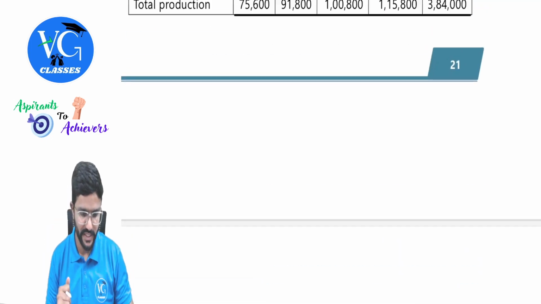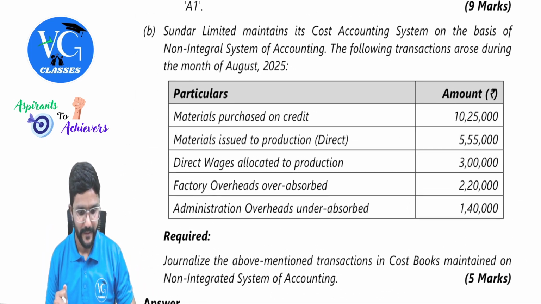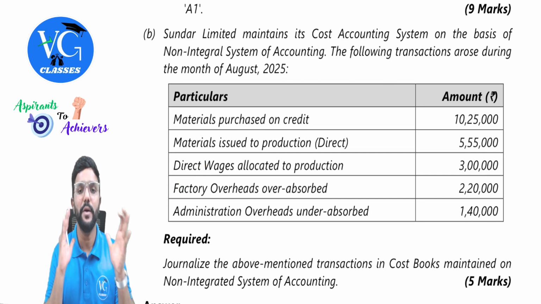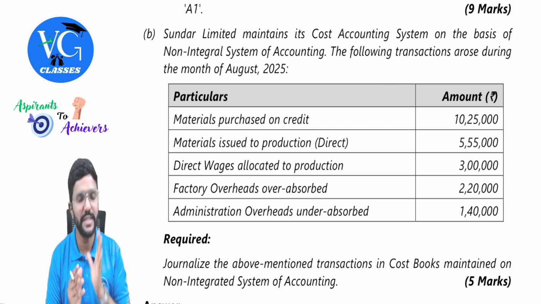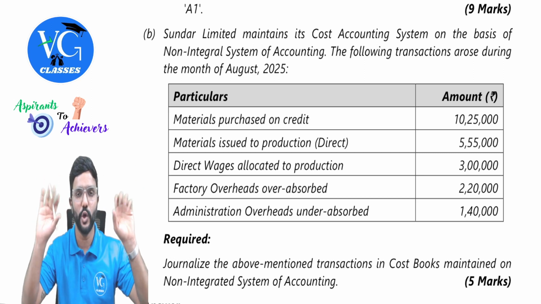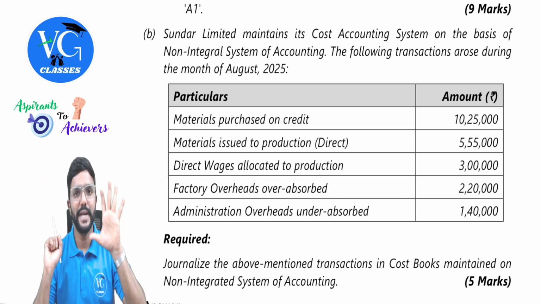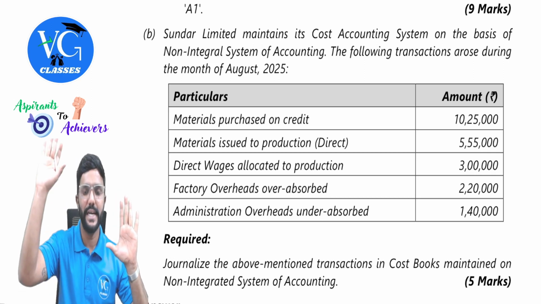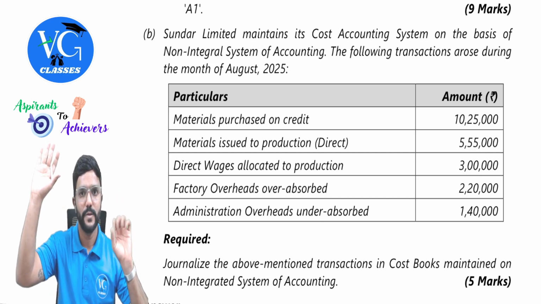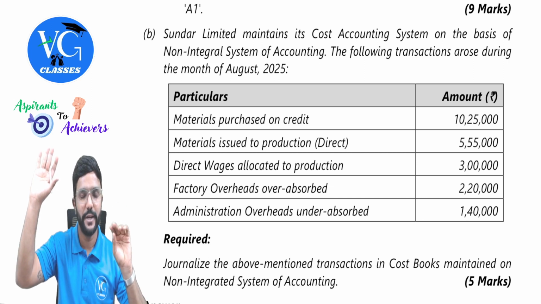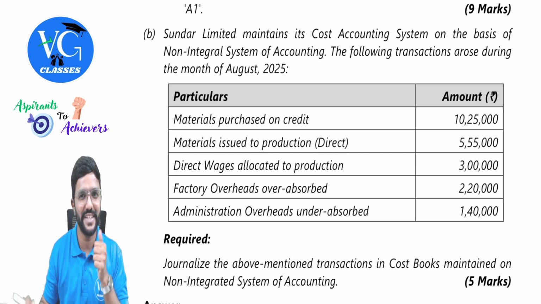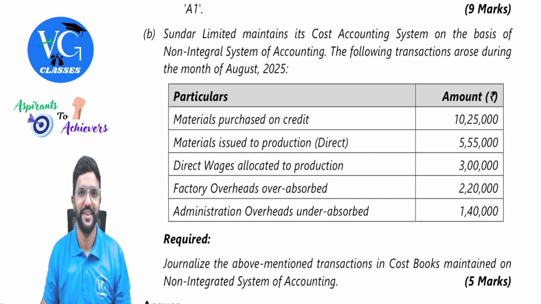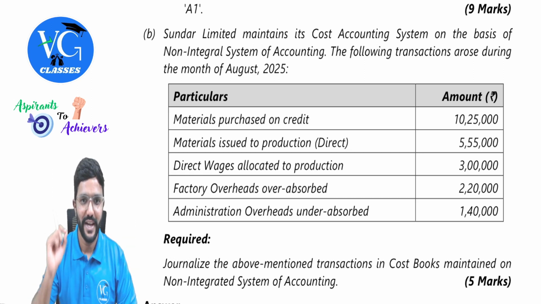Factory overhead over absorbed, 2,20,000. Guys, just imagine the overhead control account. On the debit side, incurred will be there, and on the credit side, absorbed would be there. Credit side is more, that is absorbed. So on the debit side, we need to pass the entry to what? Whenever there is an under absorption or over absorption, where do we transfer it? To costing P&L account.